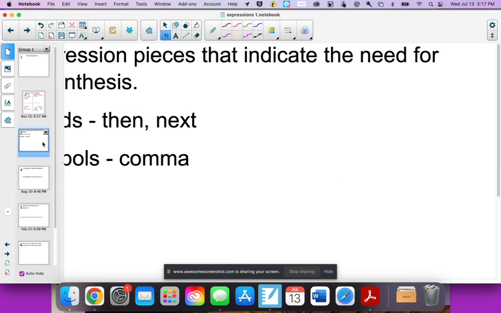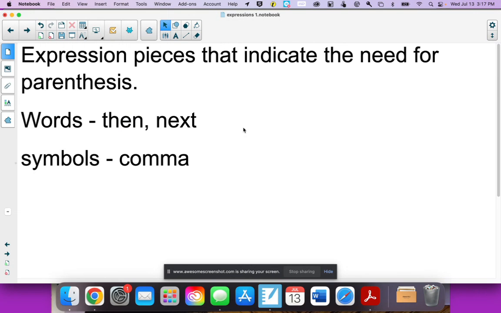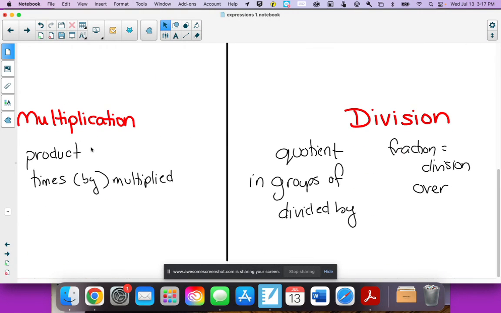Okay, so the other part of it is that you need to understand sometimes there is a time where you have to use parentheses in an expression. Oh, I did miss one. I do need to add that to multiplying: distributed, because that is very specifically a multiplication statement, if you are distributing something.